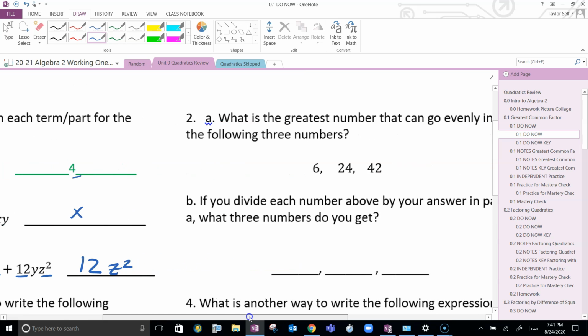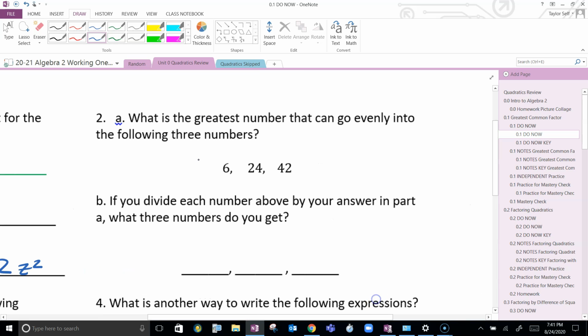Okay, what is the greatest number that can go evenly into 6, 24, and 42? You should have gotten 6. 6 can go into 6, 6 can go into 24, and 6 can go into 42 evenly. All right, so now we're going to divide all 3 of these numbers by 6. That's what this part's telling you to do. So 6 divided by 6, that gives us 1. Then we have 24 divided by 6. That will give us 4. And then we have 42 divided by 6, which gives us 7.